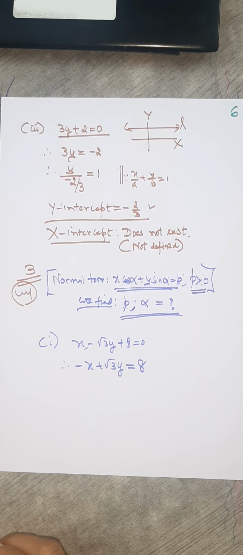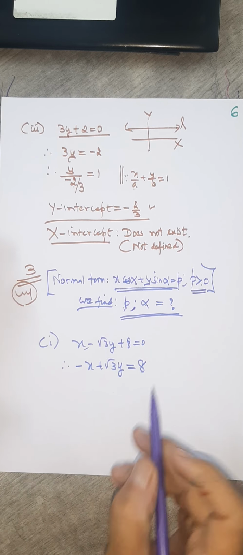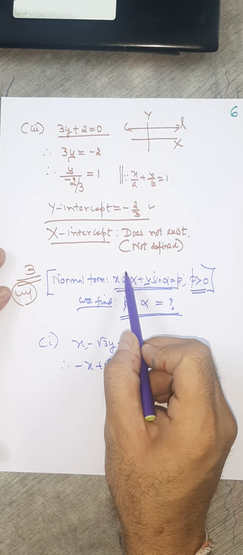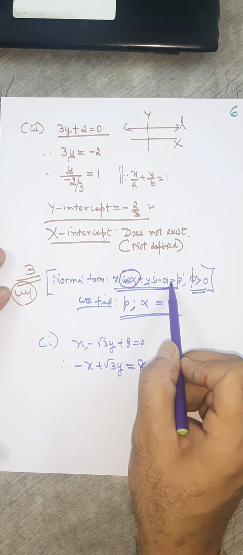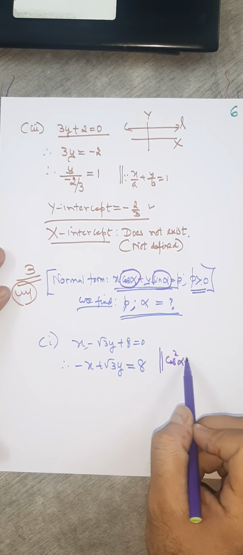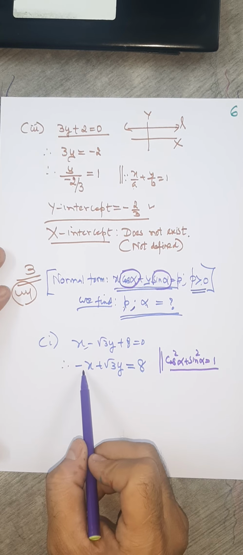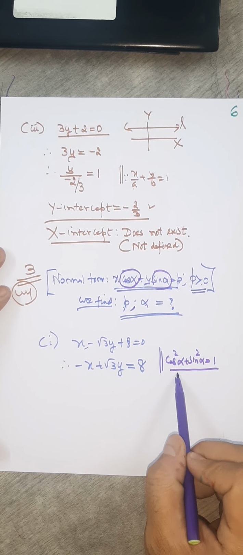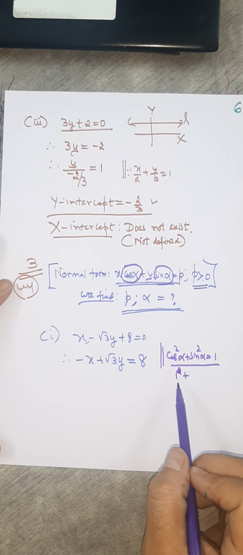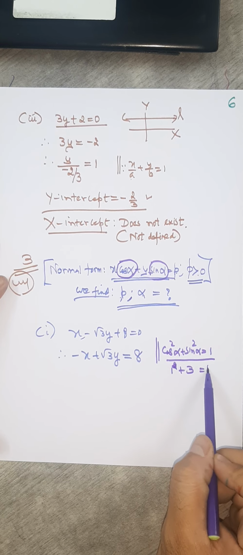Now, secondly, in the standard form, what is the coefficient of x cos alpha? What's the coefficient of y sin alpha? Do you remember what cos squared alpha plus sin squared alpha is? It has to be 1, right? What's the coefficient of x here? Minus 1. Square it, 1. What's the coefficient of y here? Root 3. Square it, how much is it? 3. So it is 4 here.